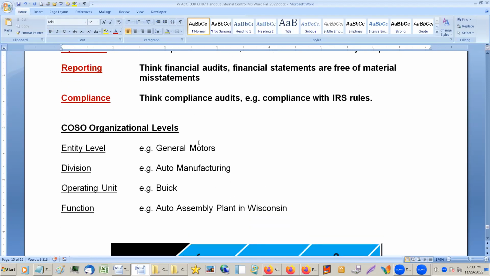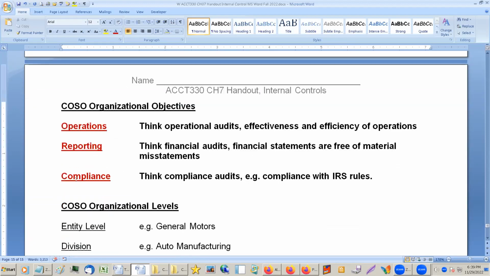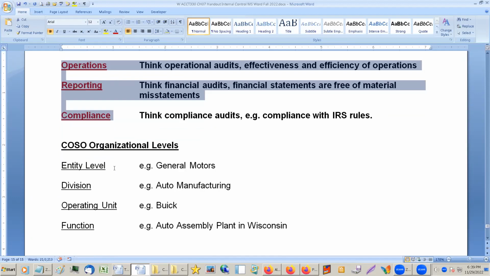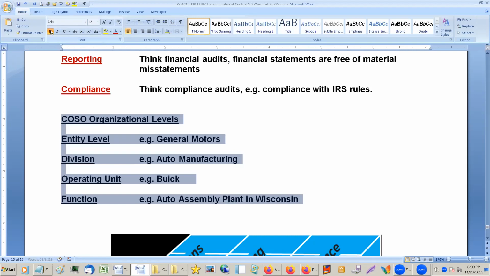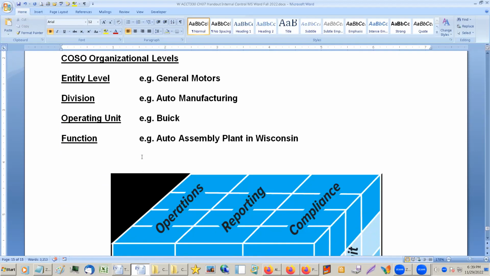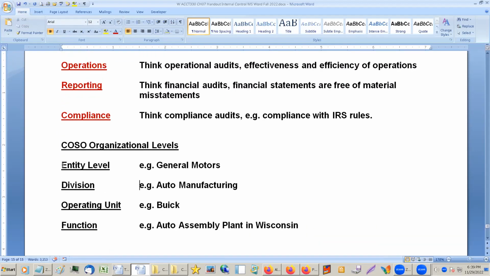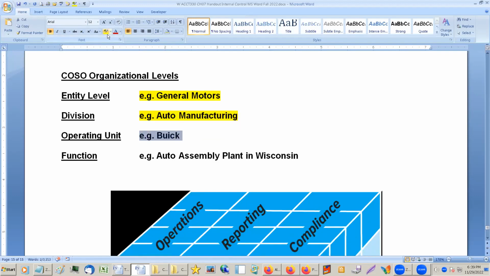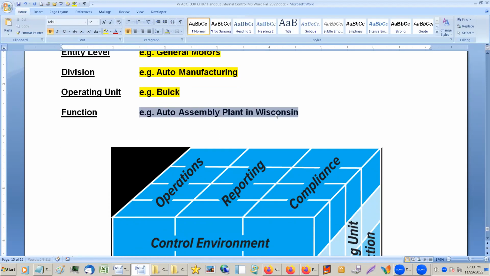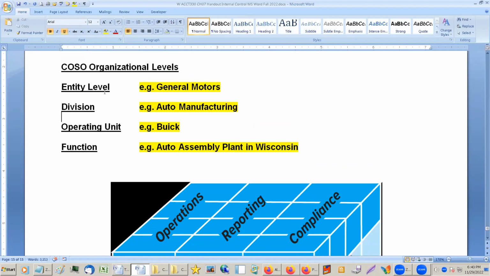Okay, so not only do we have these 5 categories and these 3 different objectives, but also we have different levels of the organization that have different levels of internal controls. So for instance, entity level, the entire entity, think like General Motors. A division probably has financing and trucks and all this other stuff, but they probably have one for auto manufacturing. A unit would be Buick. And the functional level is you're making Buicks in the assembly plant in Wisconsin. So you also have within an organization the different levels.